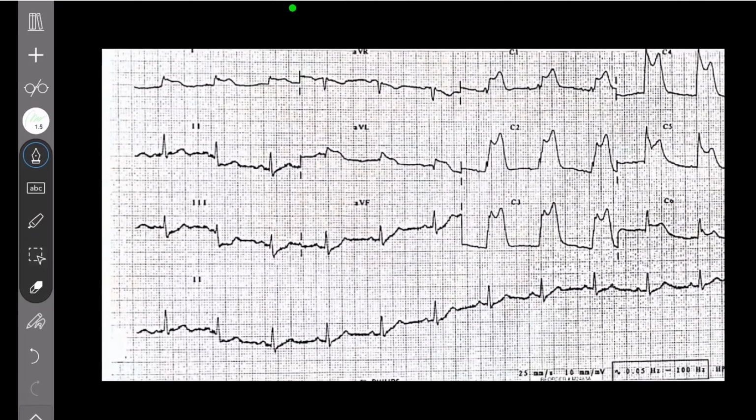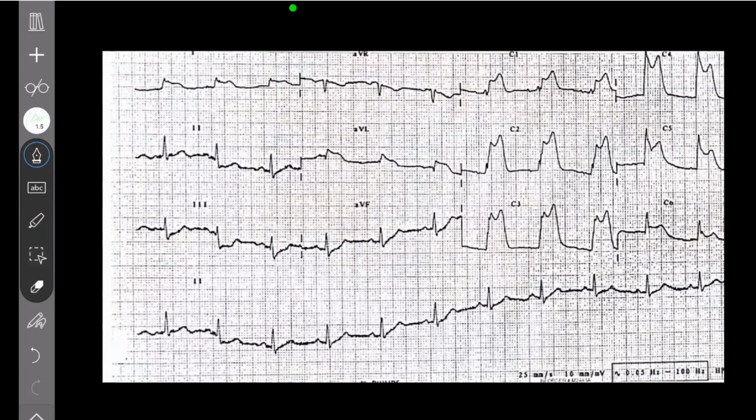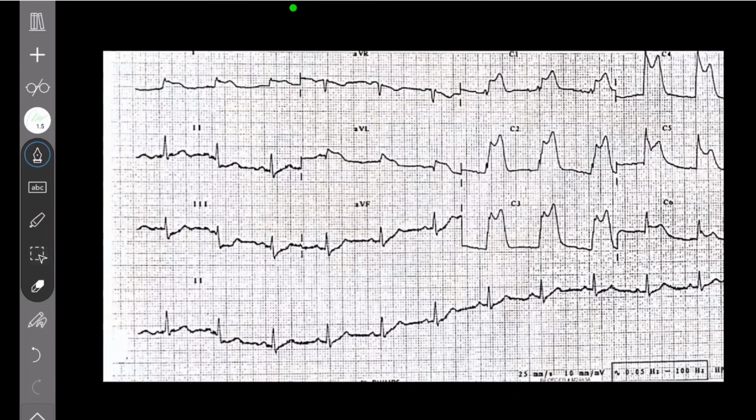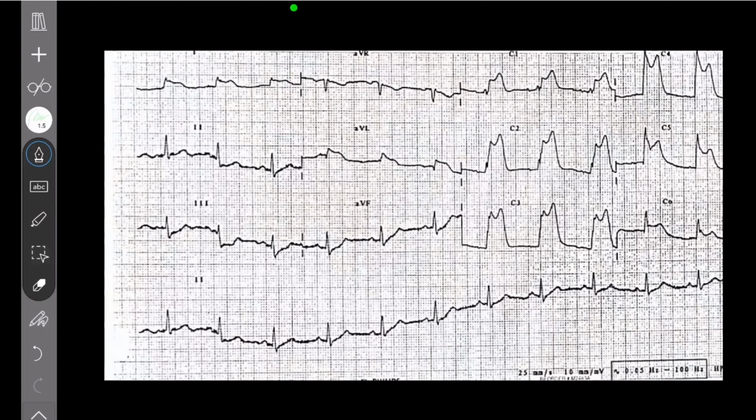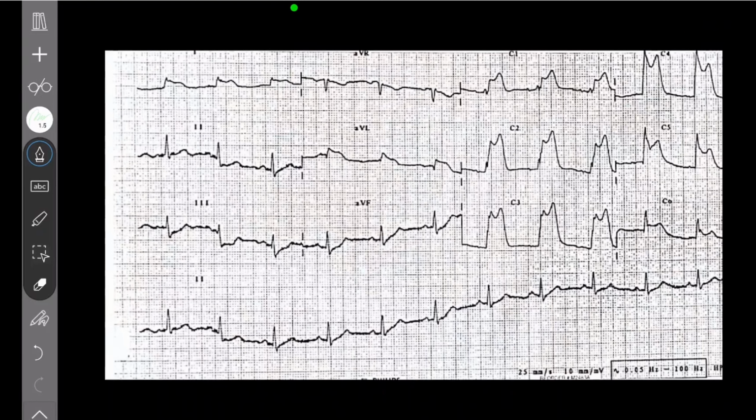So it's clearly seen that the elevation MI in 1, AVL, V5, V6, probably it is an anterolateral ST elevation, but progression may be there, and there are reciprocal changes in the inferior leads also.